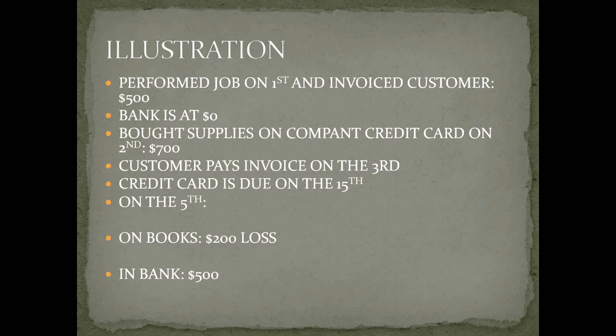So on the 5th, you're looking at your income statement and your bank statement. On the books, you're showing a $200 loss because you've recorded the sale for $500, that's your revenue. You've recorded the expenditure for $700, even though it's not yet paid, as you should. And so that's a $200 loss. But when you log into your bank account, you're showing the $500 from the payment from the customer on the third. And so it's a situation where you're looking at your income statement, or the financial statement, and the business is operating at a loss. But you're looking at your bank balance, or you're logging into your bank, and you have $500 showing.